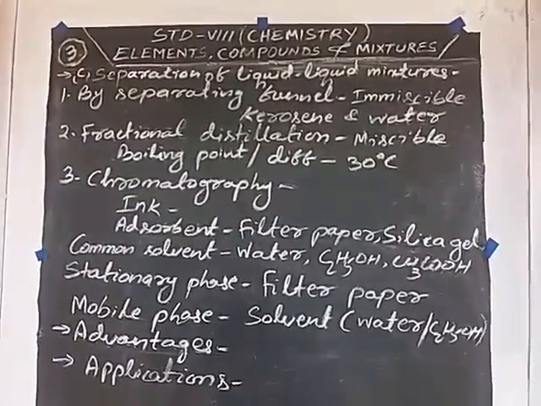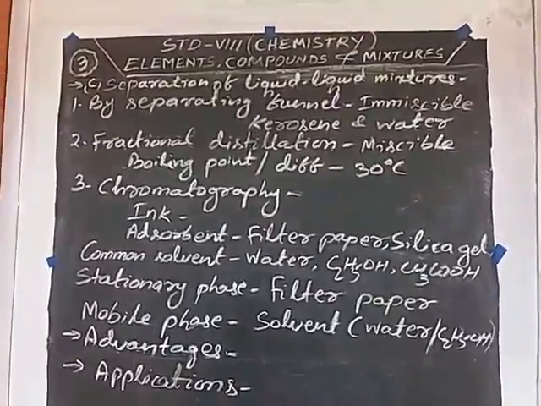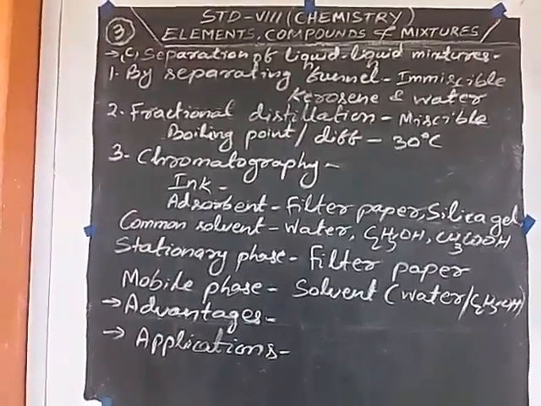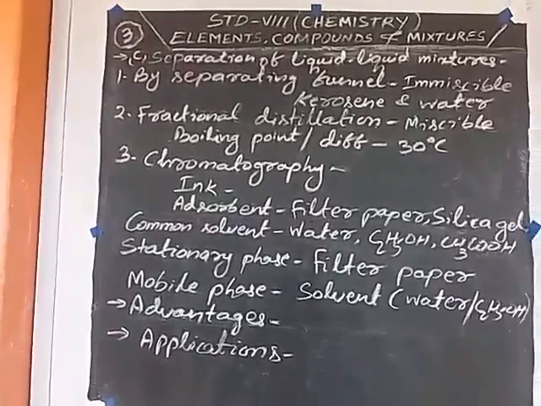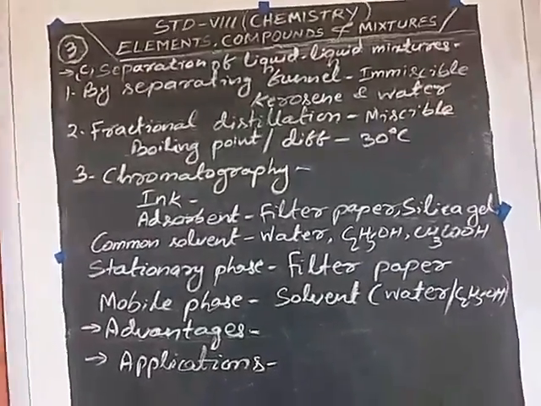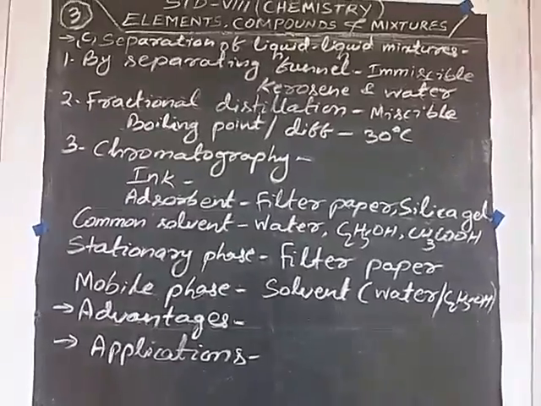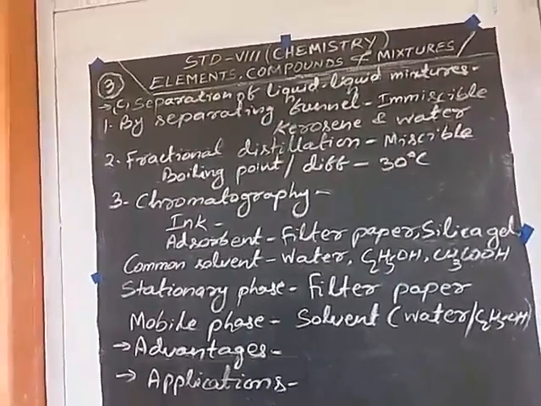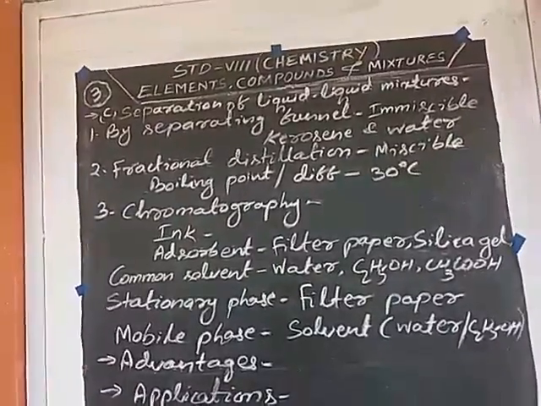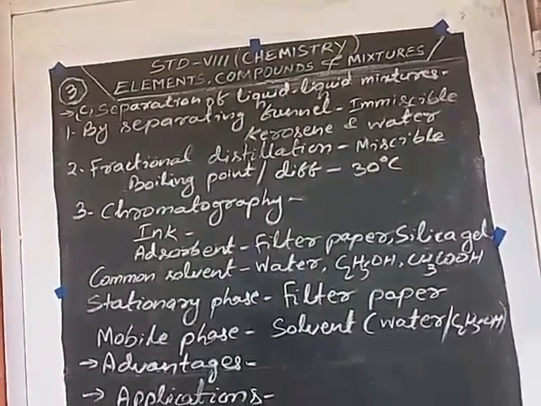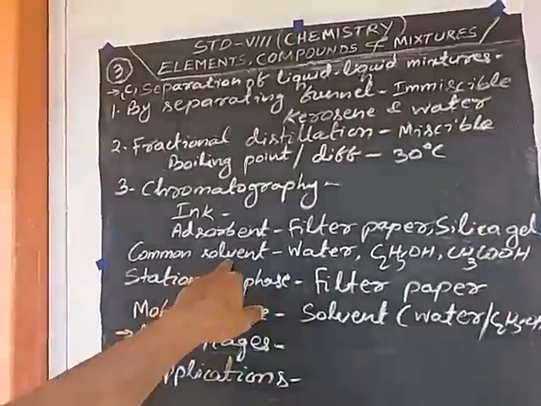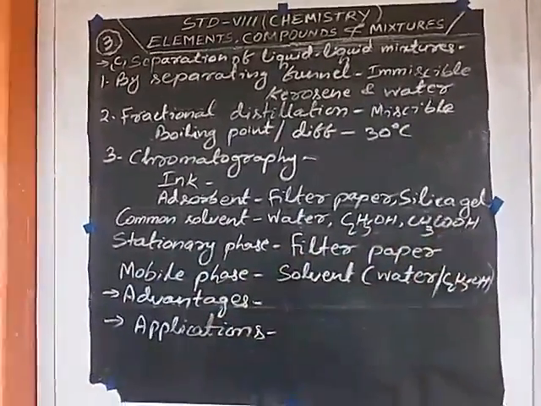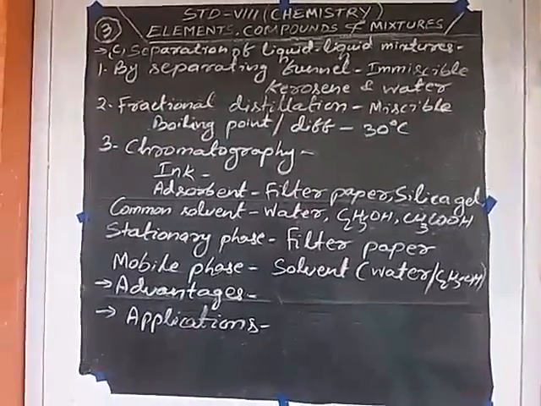The process of separating different dissolved constituents of a mixture by their adsorption on an appropriate material is called chromatography. In this method, the rates of adsorption of different components on the surface of a suitable adsorbent differ. Common adsorbents used are filter paper or silica gel, and common solvents are water, ethyl alcohol or vinegar.